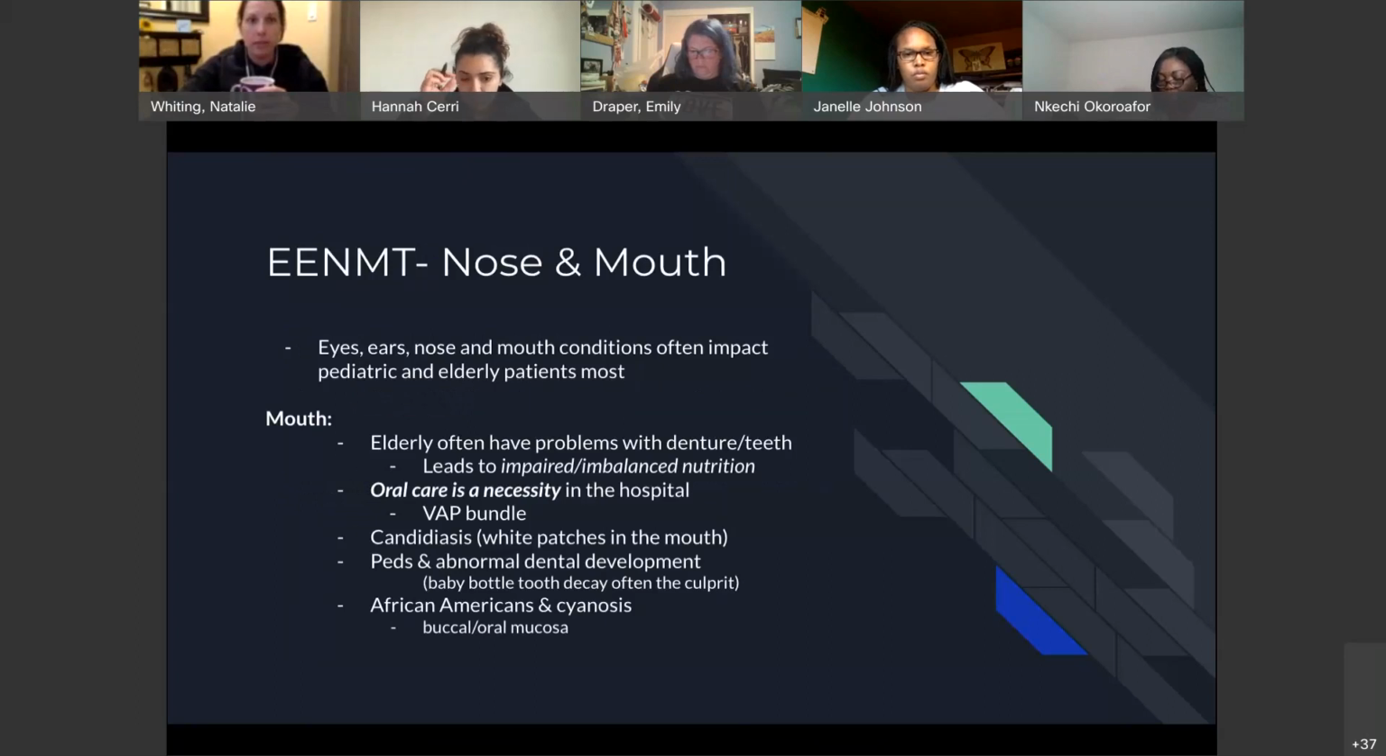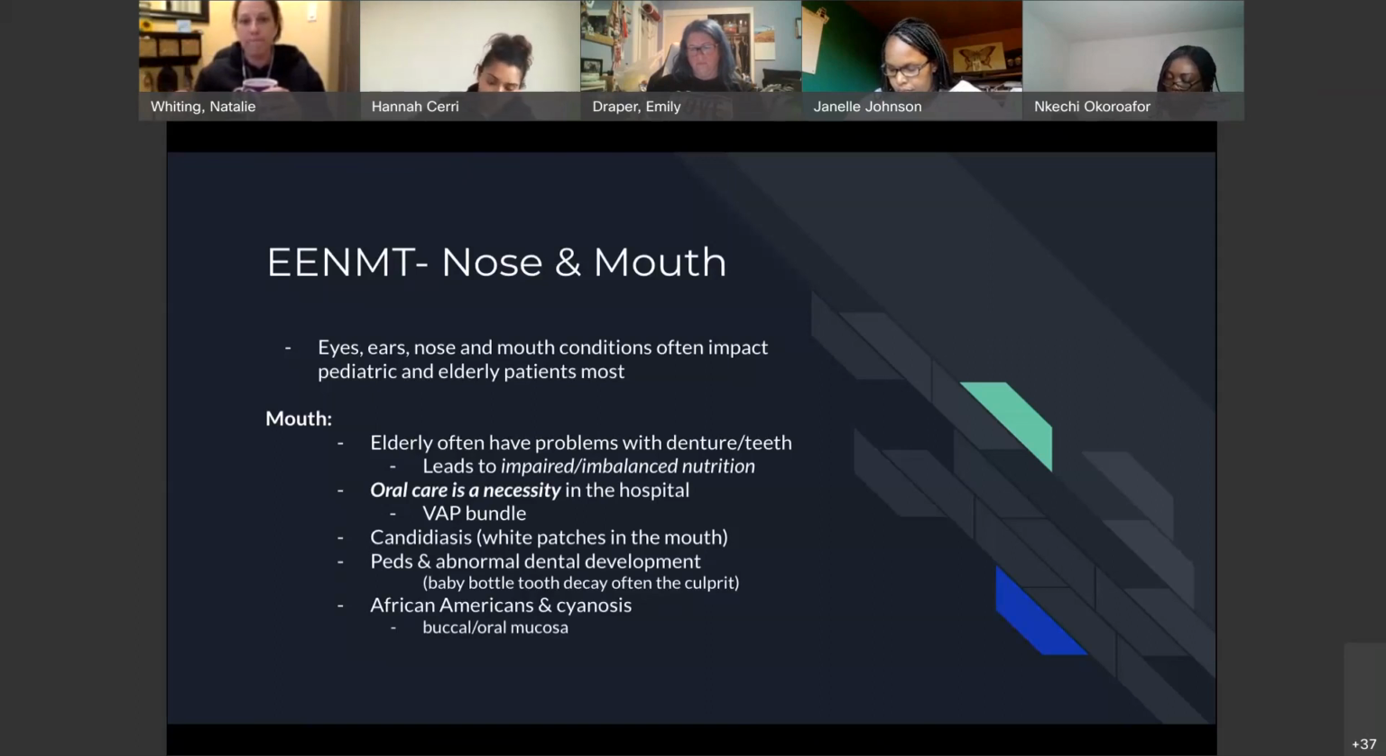Okay, eyes, ears, nose, mouth, throat. So looking at the nose and the mouth. Eyes, ears, nose, and mouth conditions are often impacted most in pediatric and elderly patients. For the mouth, the elderly often have problems with their dentures and teeth. So if they come in and they're having that issue, a big concern for us for that elderly patient, because elderly patients already have malnutrition problems, is going to be an issue for impaired or imbalanced nutrition.